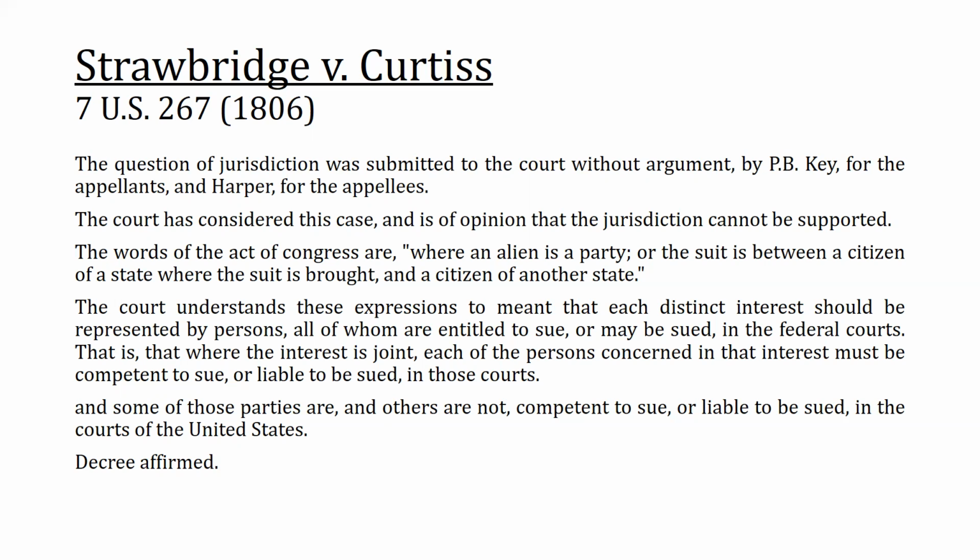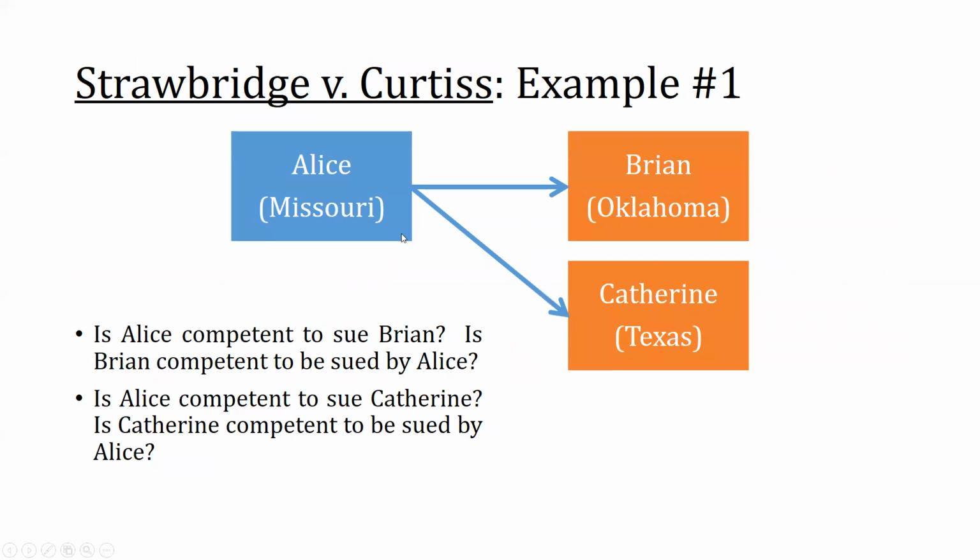What does that mean? As we'll see in a moment, what that means is if they were the only ones in the lawsuit, then they would have to be within the subject matter jurisdiction of the court. They would have to be of such citizenship that the case would still be between citizens of different states. So consider, for example, under the Strawbridge versus Curtis rule, that Alice is the plaintiff, she's from Missouri, Brian is one defendant, he's from Oklahoma, and Catherine is the other defendant, and she's from Texas.